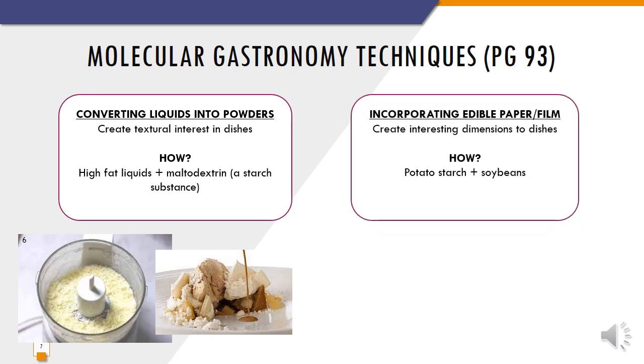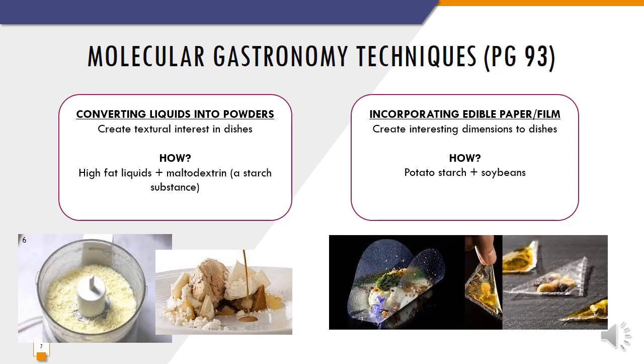Another technique is incorporating edible paper or foam. These create interesting dimensions to dishes, and it is made from potato starch and soybeans, and the foam is actually created from these two ingredients. Here you can see that it is very widely used to make transparent taco shells as well as ravioli. Once liquid touches it, it pretty much disappears. So that's quite an interesting technique.